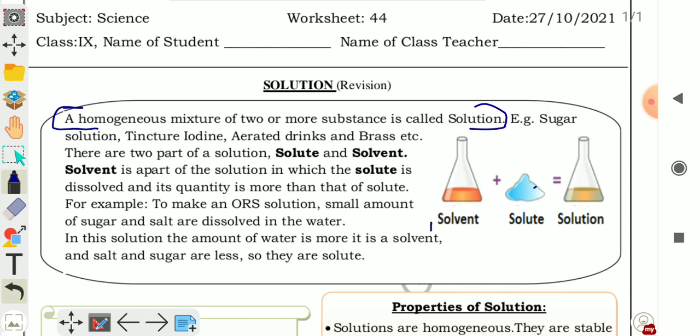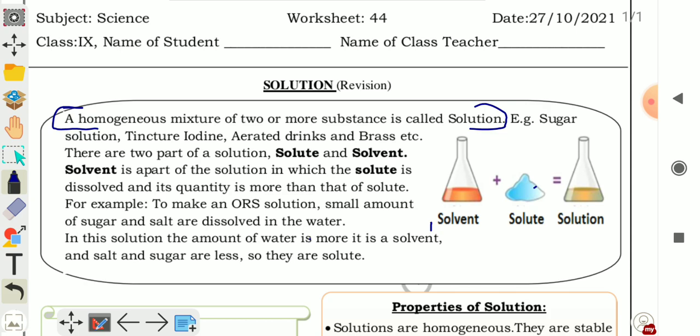Sugar solution. If we dissolve sugar in water, we get sugar solution. Tincture iodine is the solution of iodine in alcohol. Aerated drinks means cold drinks. All cold drinks are solutions. Another example of a solution is brass. Brass is an alloy. Alloys are also solutions of solid into solid.